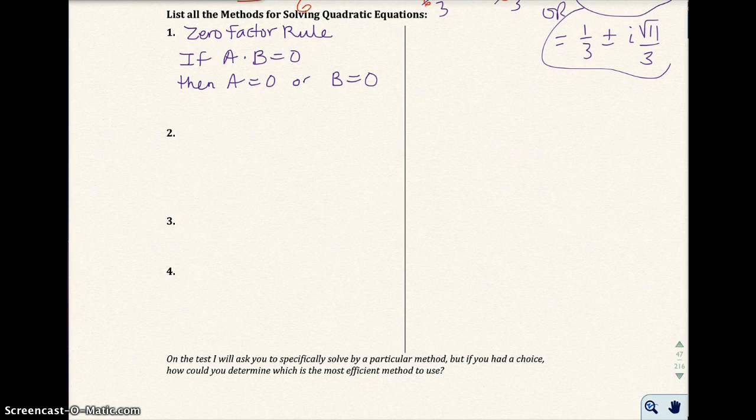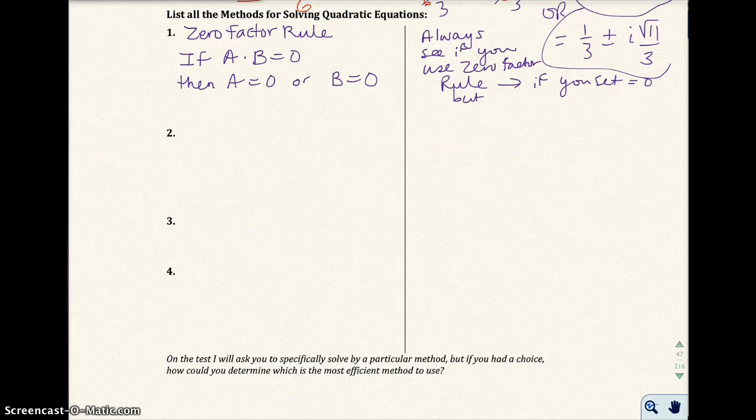And I tell students to always try this first. Always see if you can use the zero factor rule. If you set it equal to 0, but the other side doesn't factor, then choose another method.